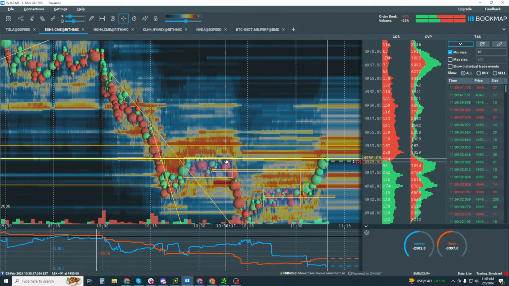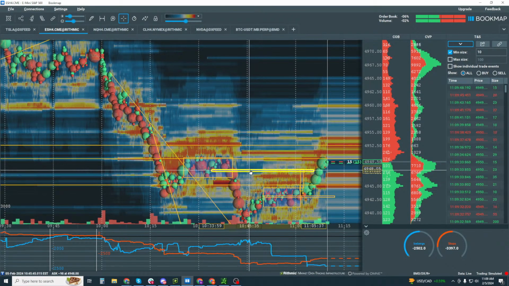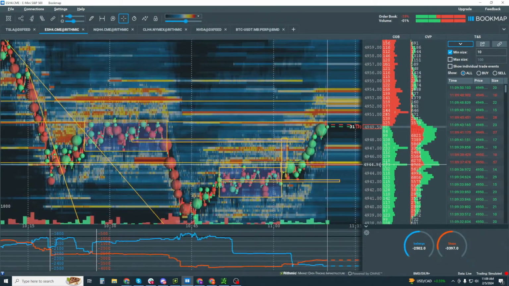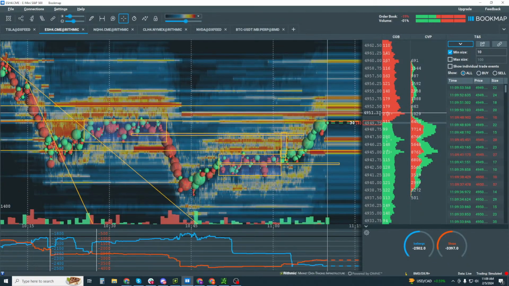Okay, up to the top of this range here at 50, back to 50. Okay, now this is pretty heavy selling here earlier. Now let's just take a look at the bigger picture in here and the relative volume, right?